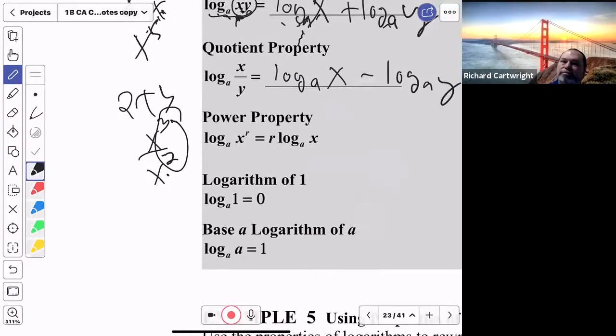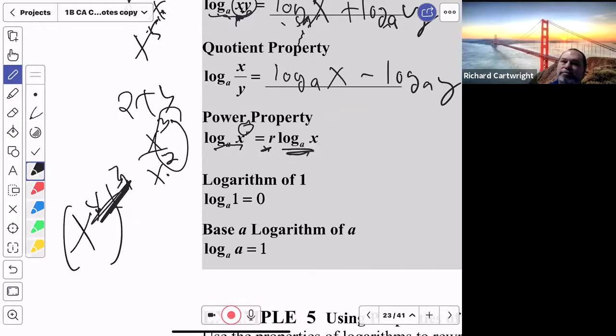What about a power to a power? X to the 4th raised to the 3rd. A power to a power. This is a power to a power. We multiply the exponents. So in this case, he's multiplying the 2 exponents. That means that exponent that you see above the log problem can go to the front.